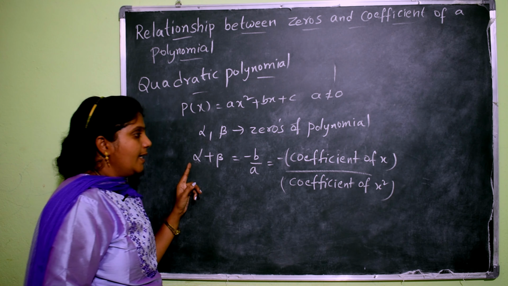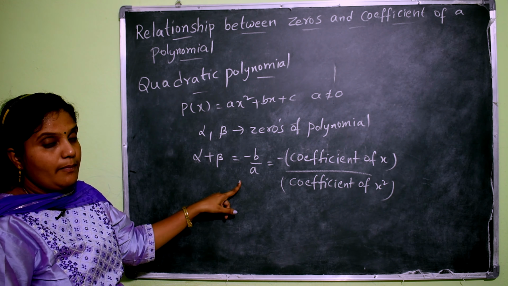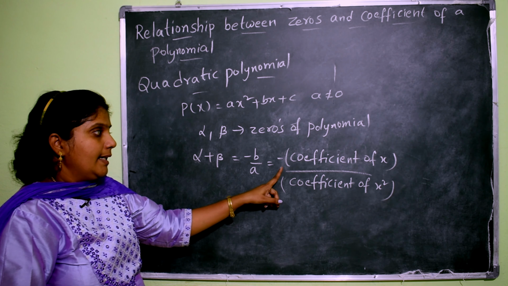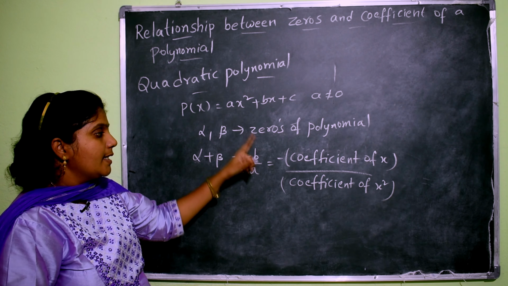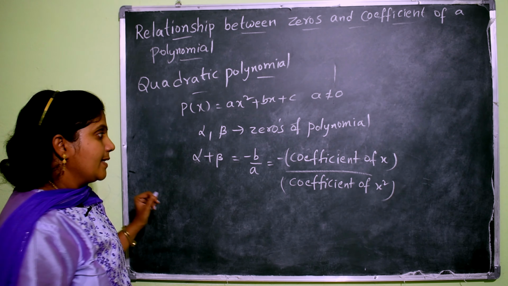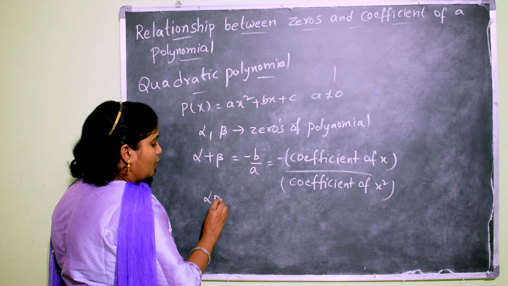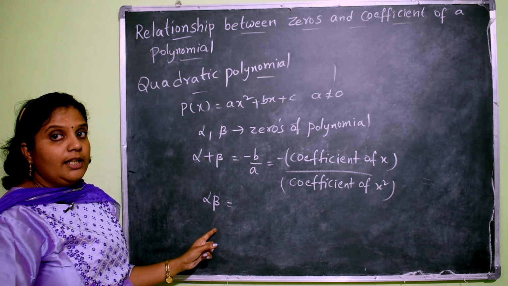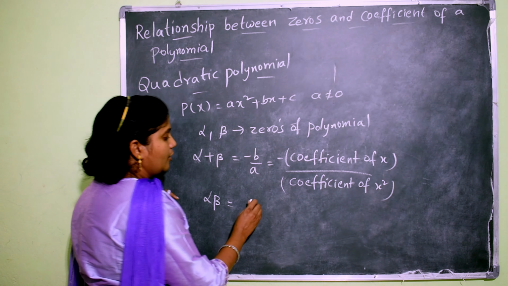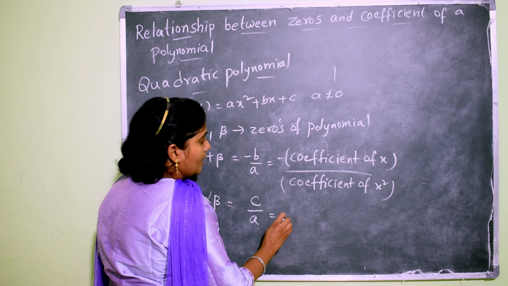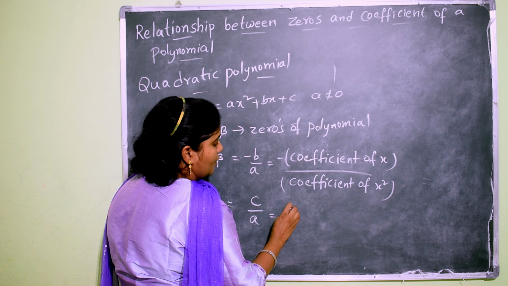So sum of the roots is alpha plus beta, that is equal to minus b by a. That is nothing but minus of, what is b here? Coefficient of x, and what is a here? Coefficient of x square. So next, alpha beta. What is alpha beta? Product of the roots. So I am producting the two roots, alpha and beta. So what is the product of the roots? C by a. So what is c here? Constant term.